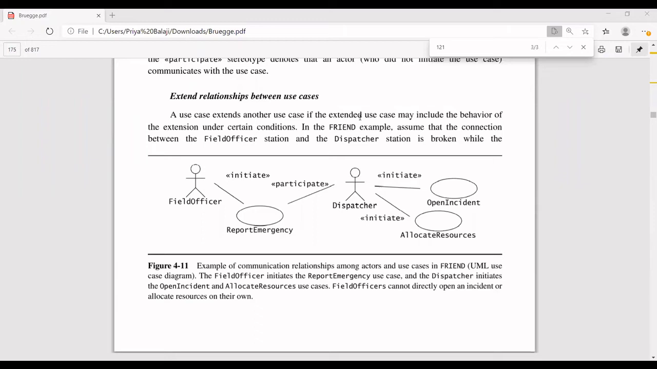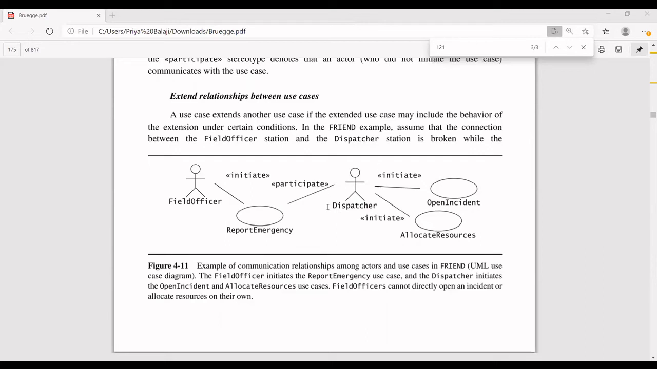Yes. So what exactly is the meaning here? The field officer is the person who sees the incident that has happened in a particular area, and he is going to report that emergency. So he logs into the application and says that at this particular location, some accident has happened. Then he is the initiator. Nobody else can open the application and report that problem. So he is the initiator.